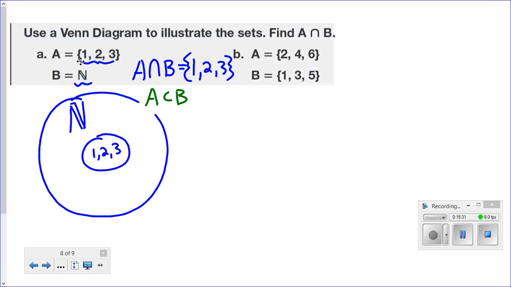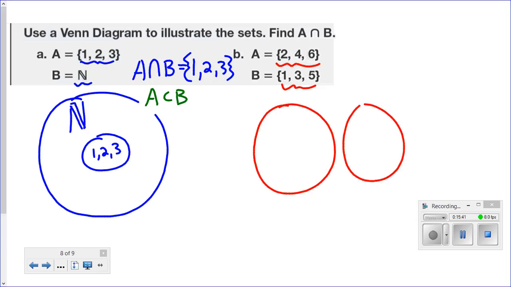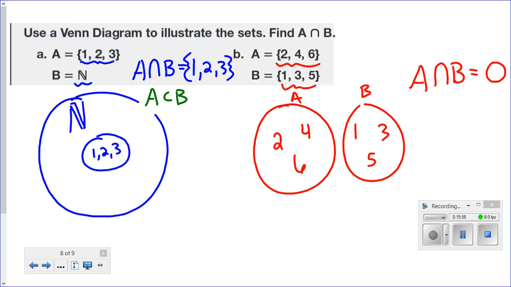For the second one, you're supposed to have A and B, and if you look at these two sets of elements, you're going to see they have nothing in common. So that means, in this case, for group A, 2, 4, and 6, and group B, 1, 3, and 5, A intersection B is an empty set. Okay, so there's an example of an empty set that you'll see there.